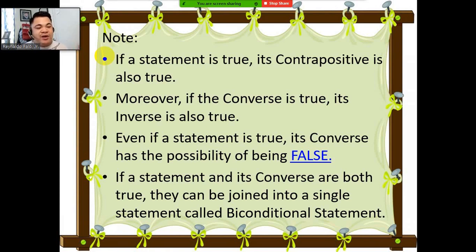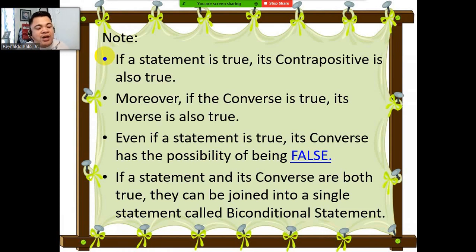Remember that if the conditional statement is true, the contrapositive is also true, so that you will not think deeper about the contrapositive. If the conditional is true, the contrapositive follows. Moreover, if the converse is true, its inverse is also true. Even if the statement is true, its converse has the possibility of being false, just like the frog a while back.